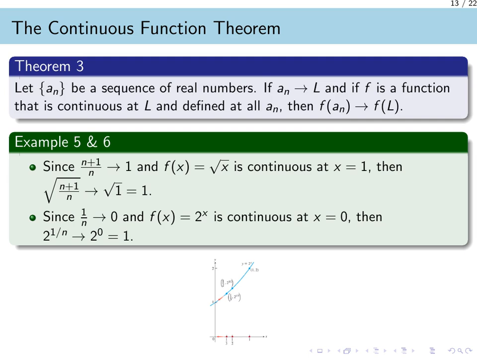Similarly, for the second example, the sequence 1 over n converges to 0. The function f of x equals 2 to the power of x is continuous at x equals 0. Therefore, the sequence 2 to the power of 1 over n must converge to 2 to the power of 0, which also equals 1. The key takeaway is that continuity allows us to exchange the order of applying a function and taking the limit of a sequence.